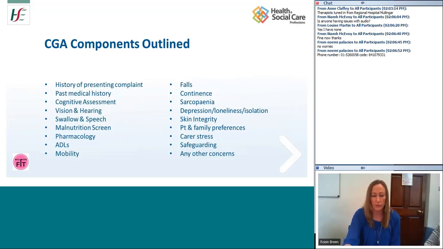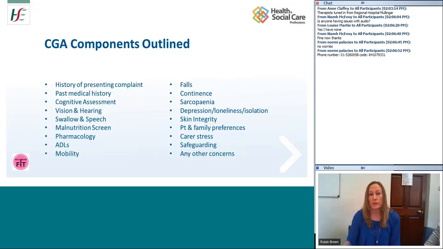Looking at a comprehensive cognitive assessment, and for that in Mullingar we use the 4AT. So from that we're able to determine if somebody is likely to have cognitive impairment or to have delirium. We get collateral for this, so if somebody has come in from a nursing home, or we know they have PHN services at home or home health, or they're living with family, we might try and get collateral from them to see if there has been any recent changes.